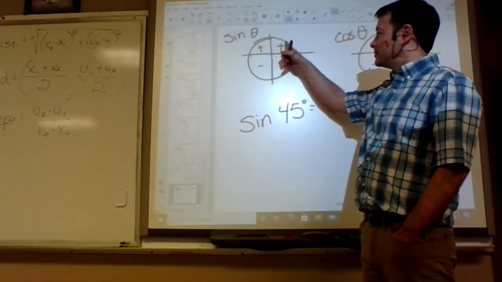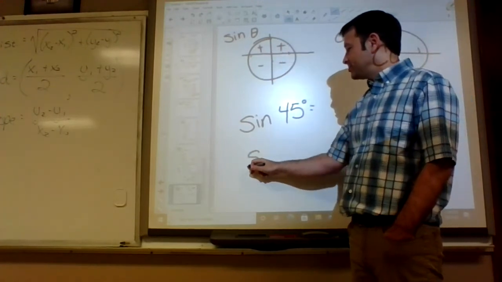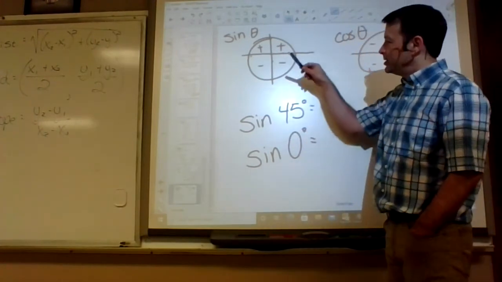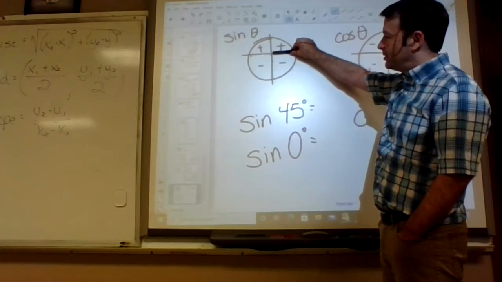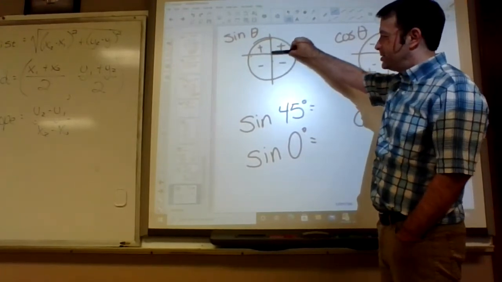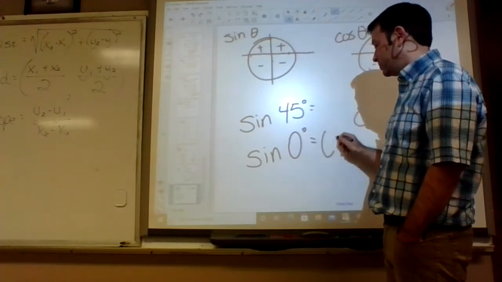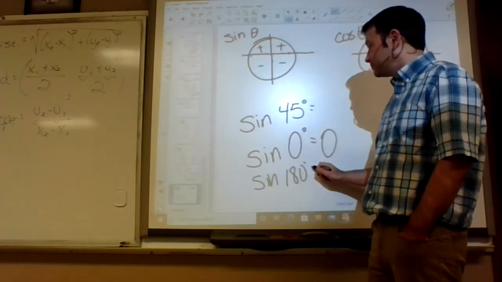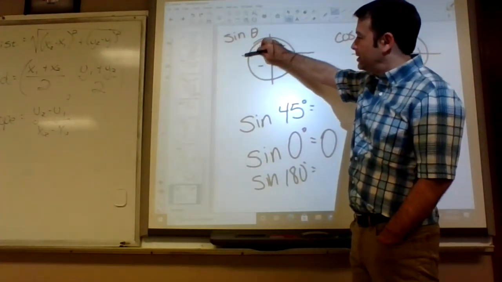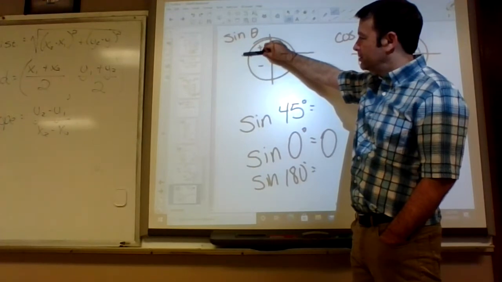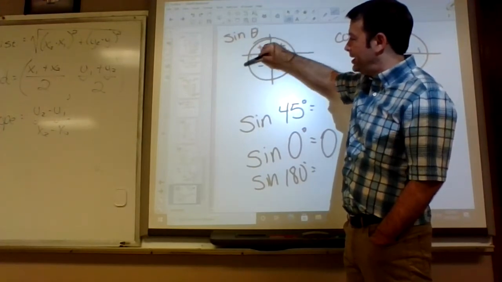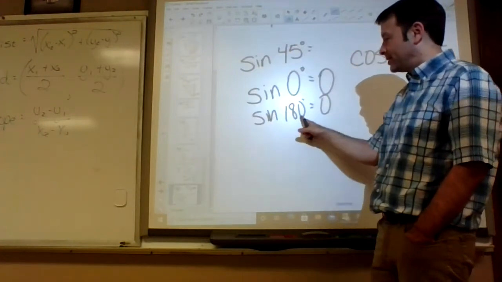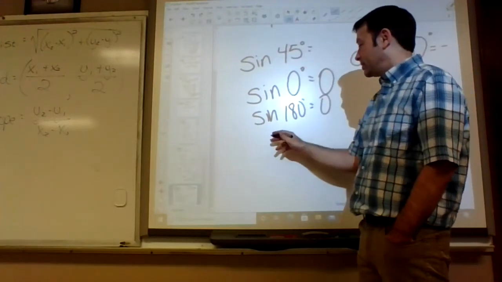So on the unit circle, since sine is based on the y value, what would sine of 0 degrees be? It's right here. What is the y value at 0 degrees? 0. It'd be 0 over the radius, which is 0. Okay, what would sine of 180 be? What's the y value at 180? 0, because it's not going up or down, that's the y value. So that's 0 also. You can plug this in the calculator, by the way. You don't really have to have this memorized, because you just plug it in the calculator.